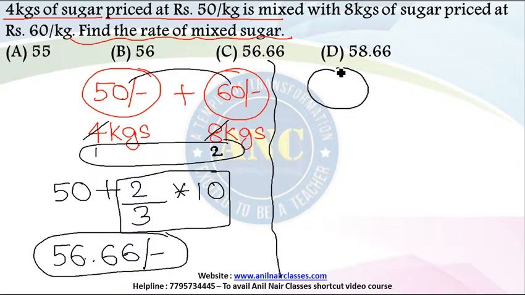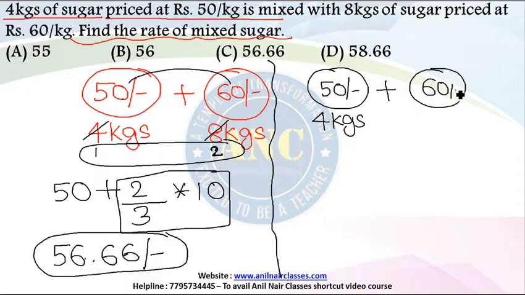Yes, definitely. 50 rupees is the price of the first quantity, 4 kgs, and 60 rupees is the price of the second quantity, and it is 8 kgs. Average always lies between lowest and highest values. That means average is greater than the lowest, less than the highest. So it is 60 minus something. Highest is 60. Less than 60 means it is 60 minus something.